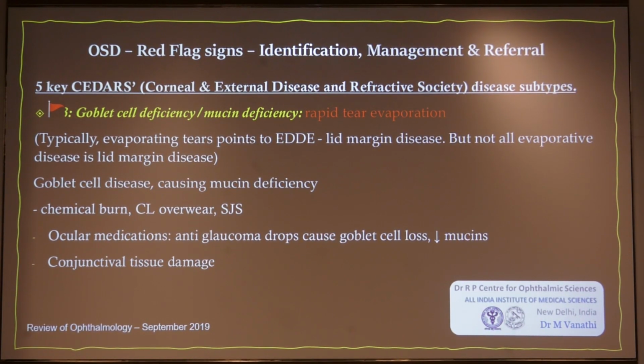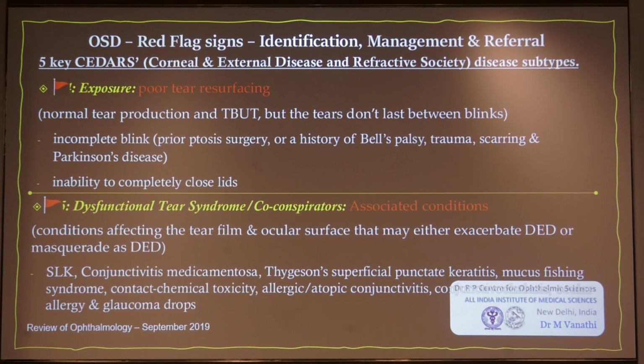Red flag number 3 for ocular surface in cataract is that not all mucin deficiency presents as evaporative dry eye disease, where you do have conjunctival tissue destruction, as in chronic trachoma patients, chemical burns, and chronic anti-glaucoma therapies. These again will result in red flag signs.